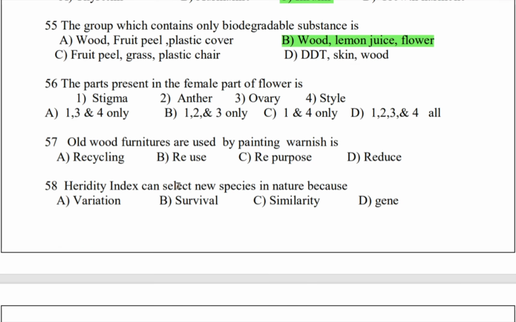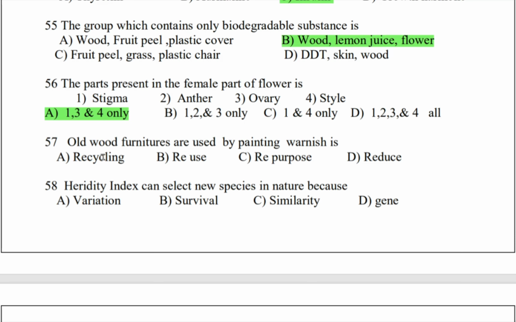Next question. The parts present in the female part of flower: stigma is a part of female flower, ovary, style, then anther is male part. Therefore, the correct answer is option A, 1, 3 and 4 only. Stigma, ovary and style are the female part of the flower.